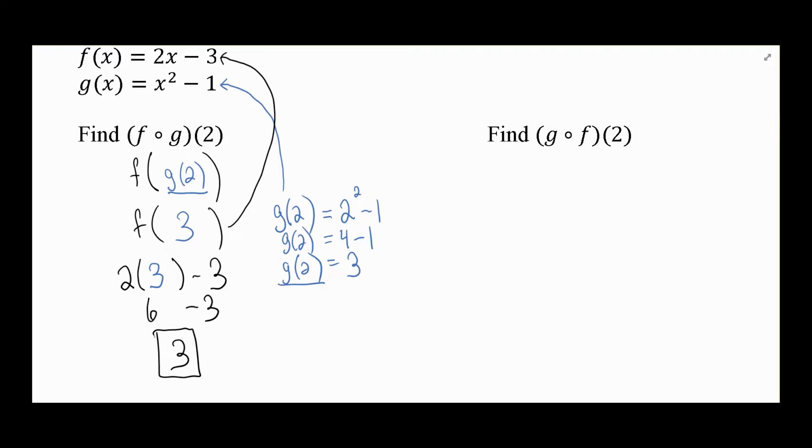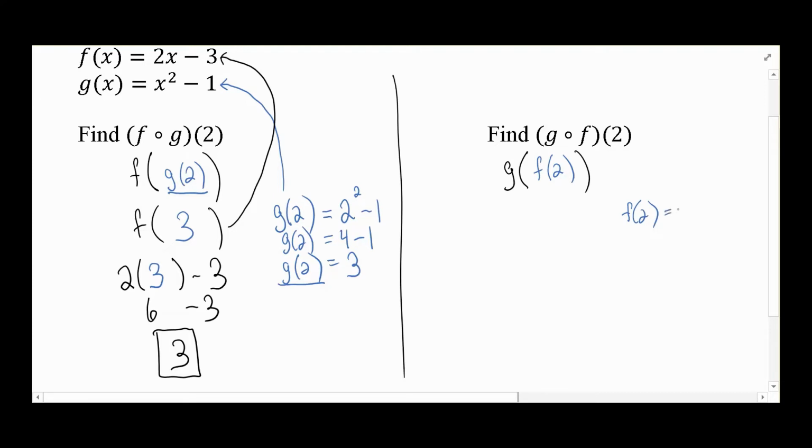Now I want to look and say, well, what if I reverse the order? What if instead of doing f of g of 2, what if I did g of f of 2? Will I get the same answer? Will I get a different answer? Well, let's check it out. First thing I'm going to suggest doing is to rewrite this problem in that parenthetical notation, g of f of 2. And then off to the side, we can talk about what f of 2 is.